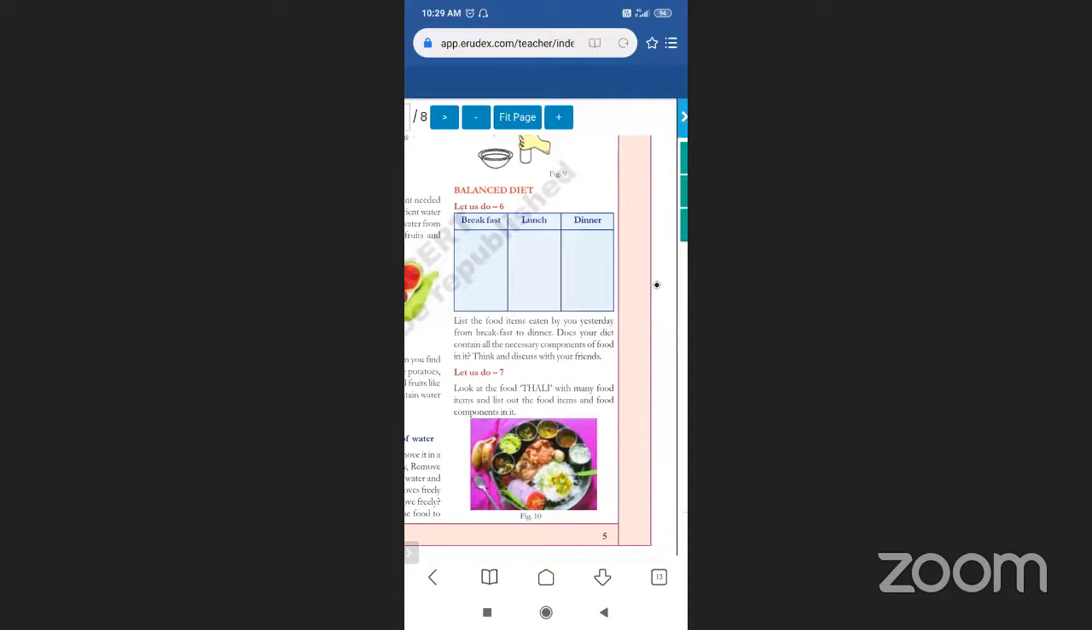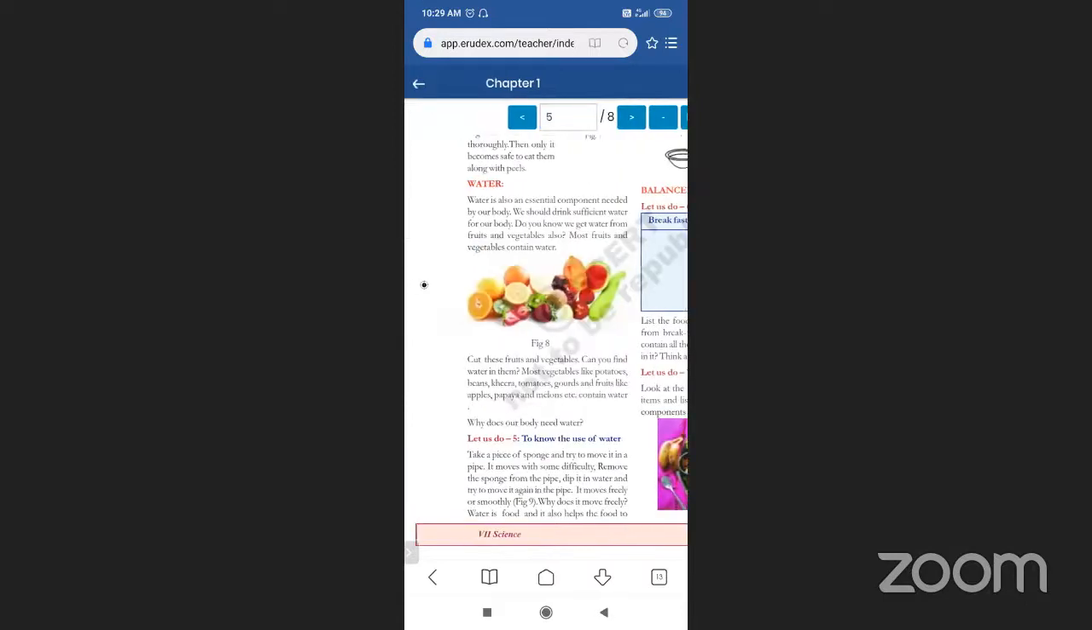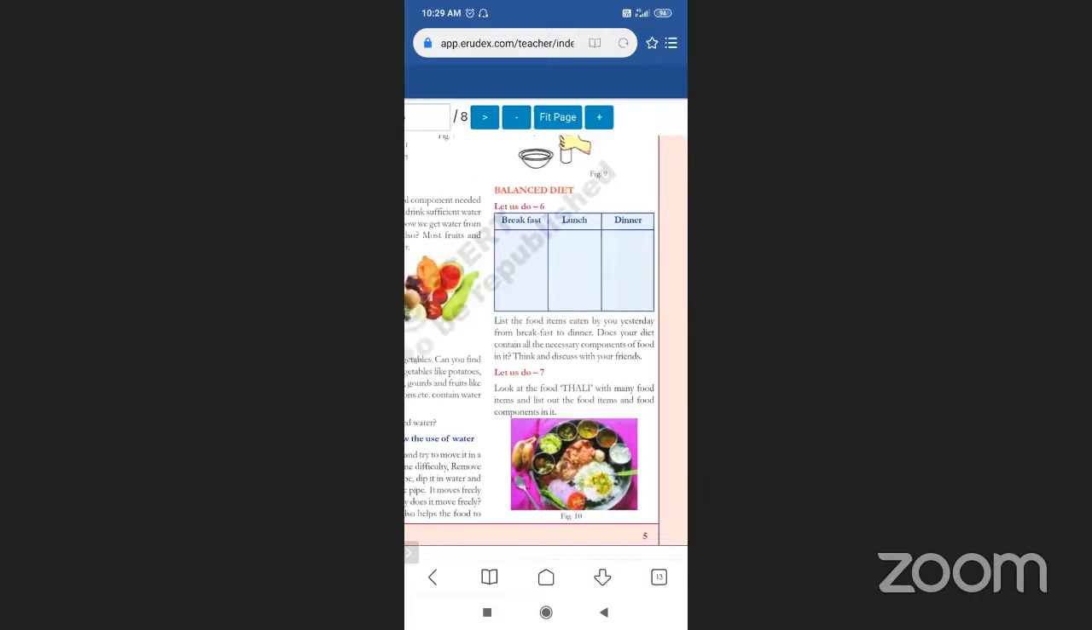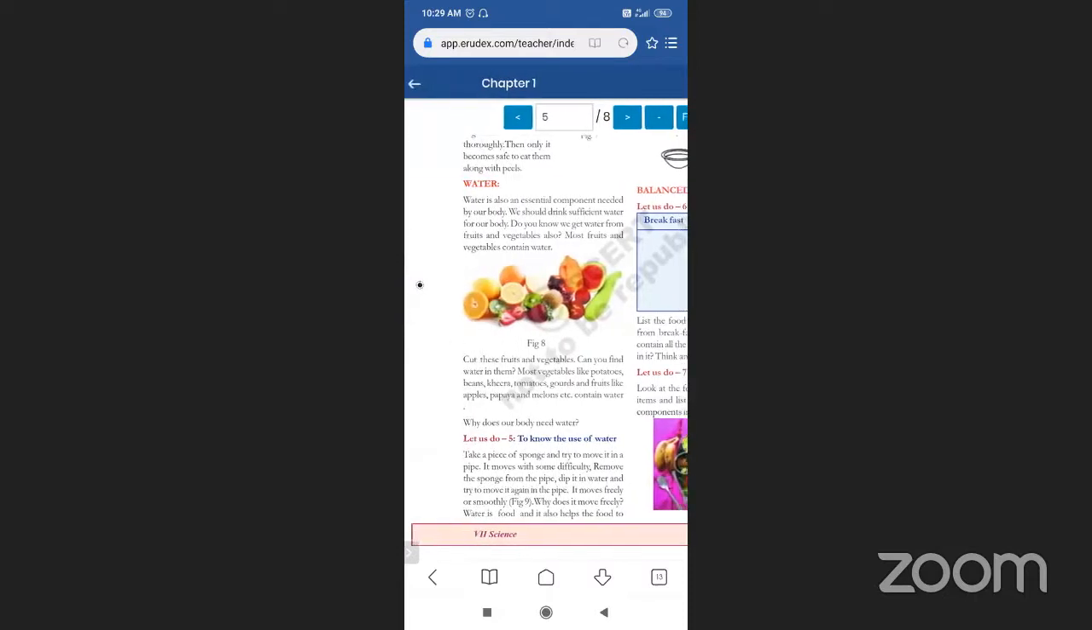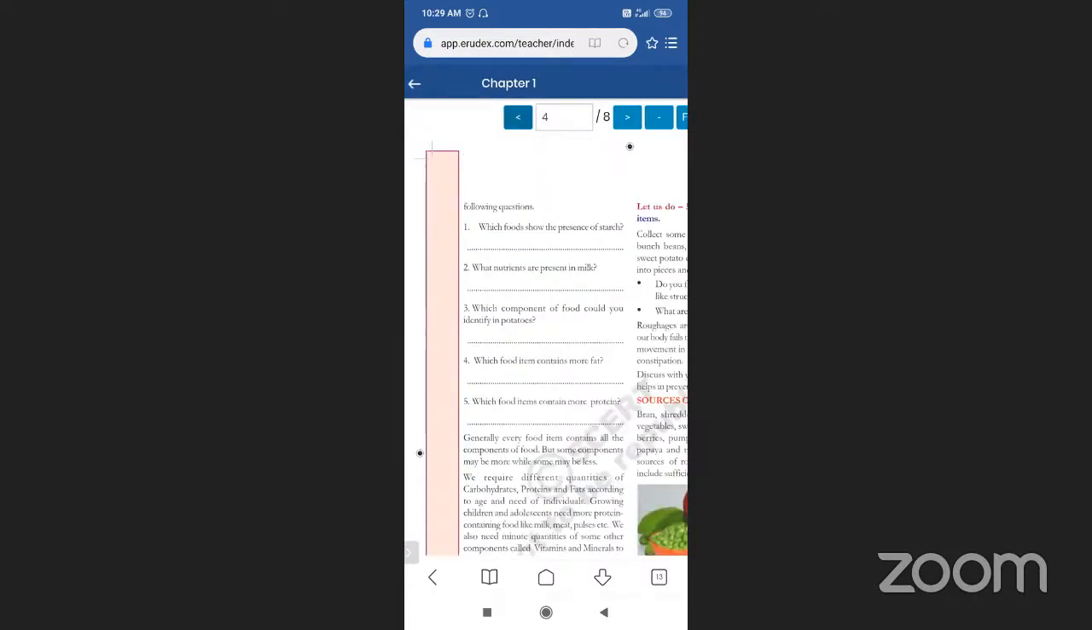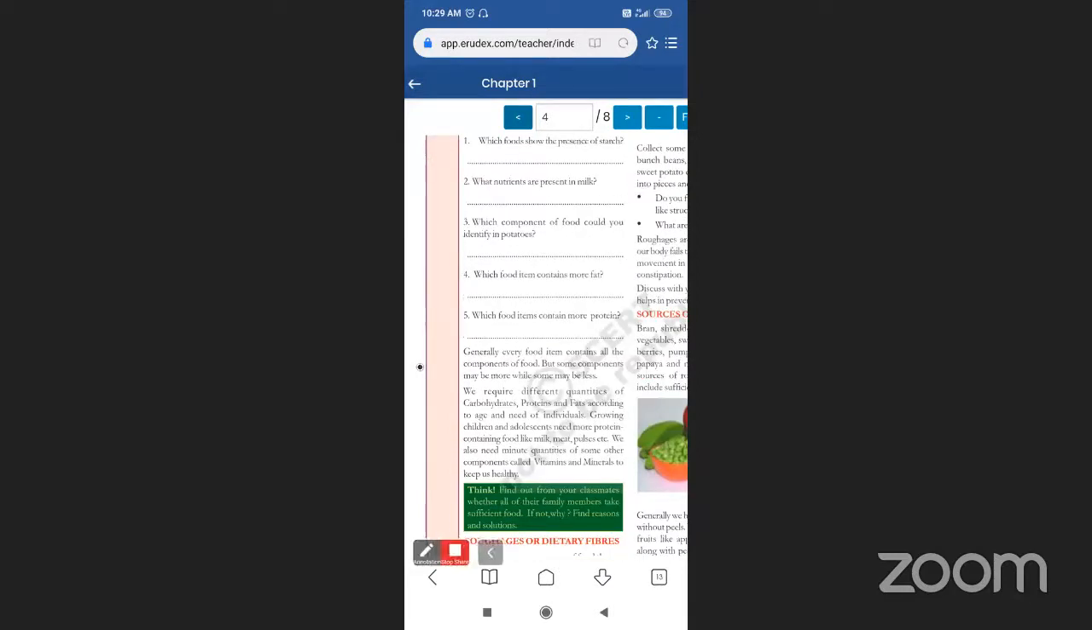Next, come to activity 6, balanced diet. In the last session also, I already told you what the balanced diet is. Balanced diet means food components. Already we discussed nearly 5 to 6: carbohydrates, proteins. I'll show you here. Yes, here it is.